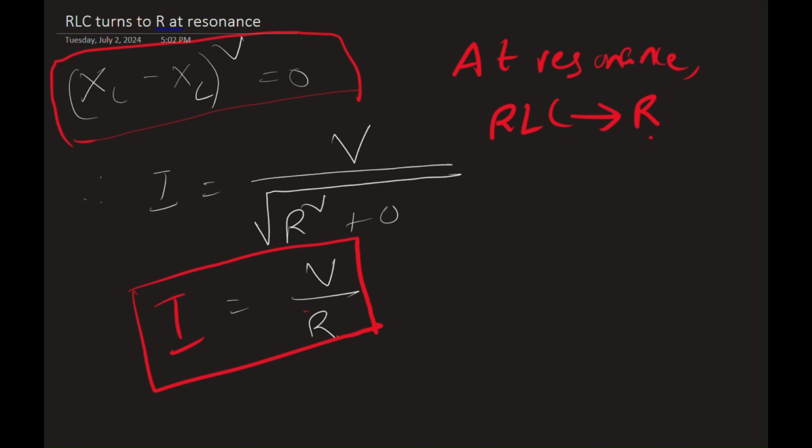So questions may come in your exams, such as: if a question says in an RLC circuit, V and I are in phase, that means the circuit is at resonance, which means XC is equal to XL. Because V and I are in phase, we know that only happens in a purely resistive circuit.